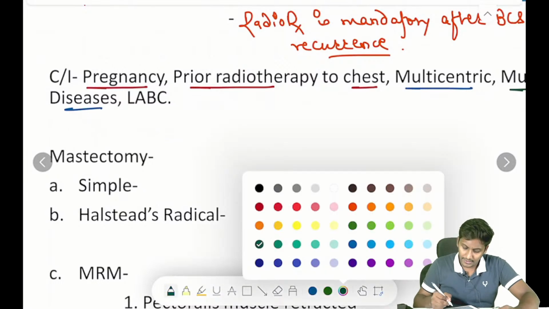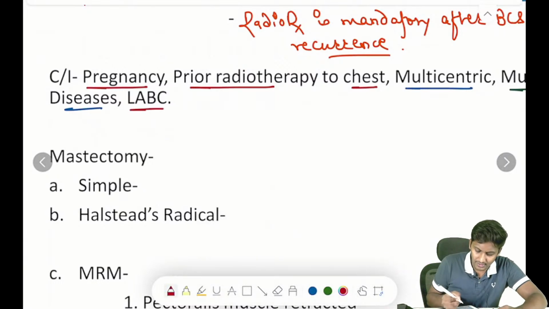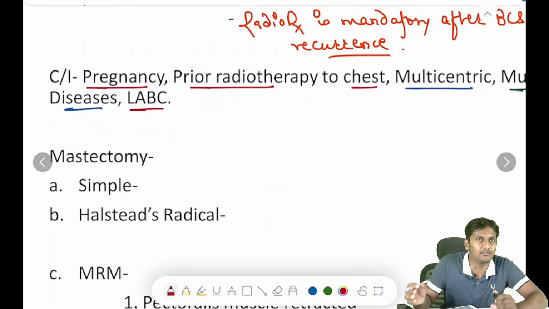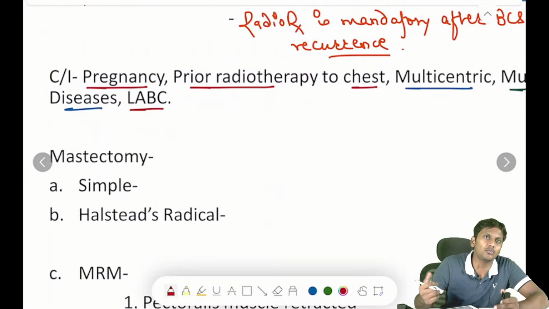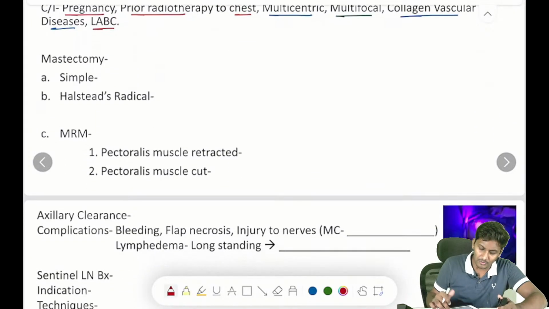Okay? Next is LABC. If it is a locally advanced breast cancer, that we already know that breast conservation surgery is only done for an early invasive breast cancer. If it is a locally advanced breast cancer, when the cancer has spread to a lot of structures or when it is involving the lymph node, can we go for a BCS? No. So these are the contraindications that you have to be aware of.